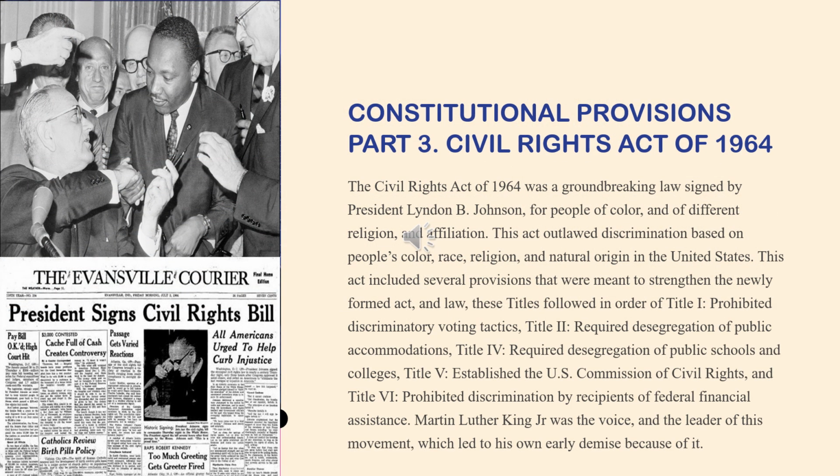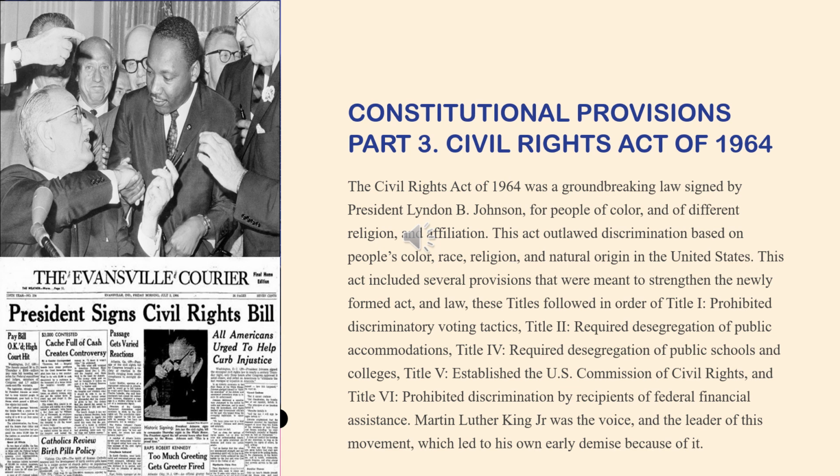The third constitutional provision I decided to use was the Civil Rights Act of 1964. The Civil Rights Act of 1964 was a groundbreaking law signed by President Lyndon B. Johnson for people of color and of different religion and affiliation. This act outlawed discrimination based on people's color, race, religion, and national origin in the United States. This act included several provisions that were meant to strengthen the newly formed law.